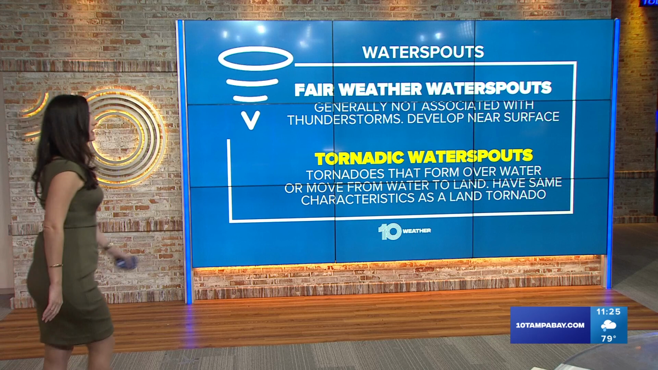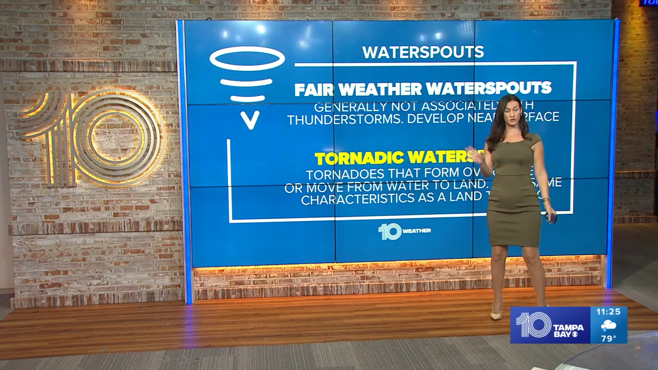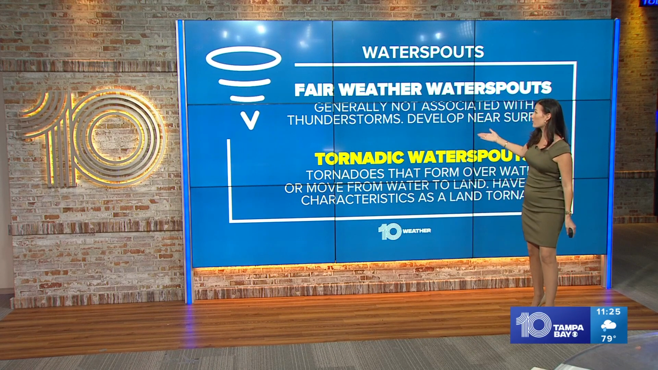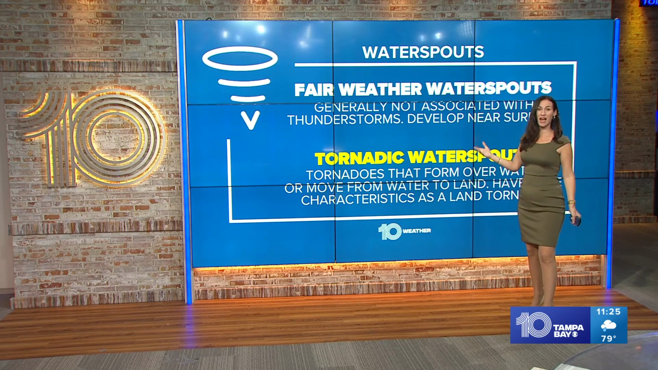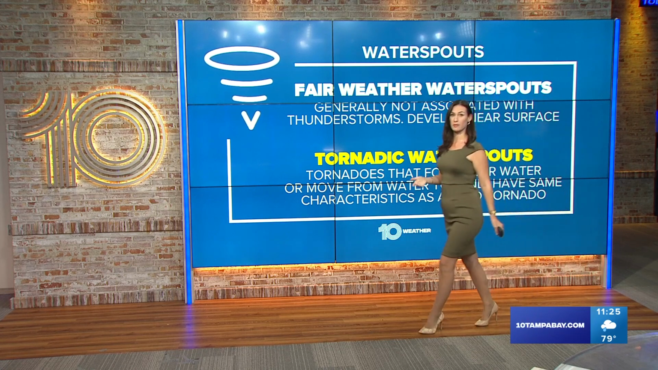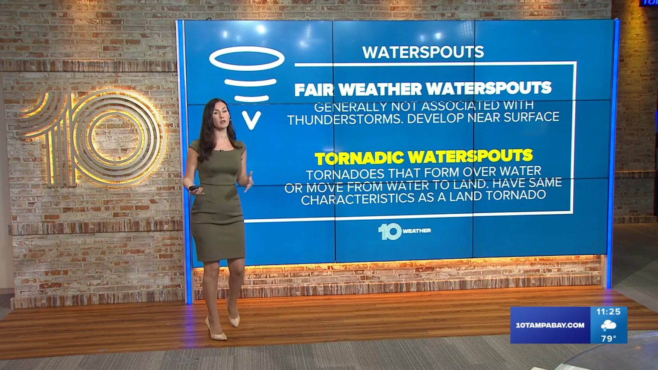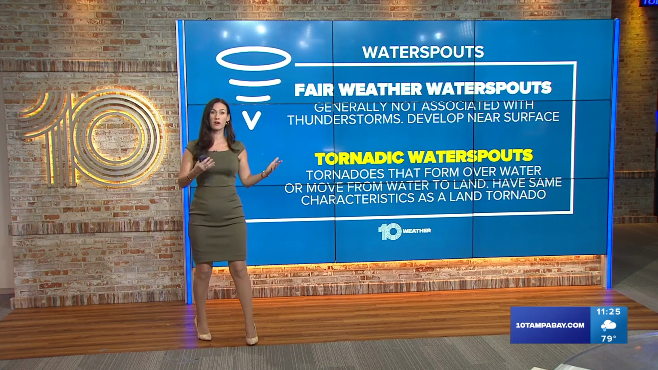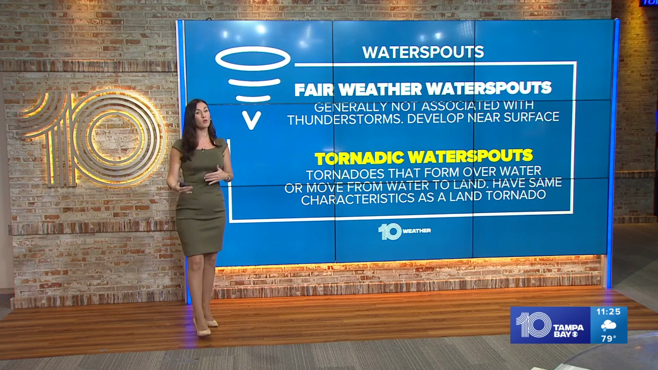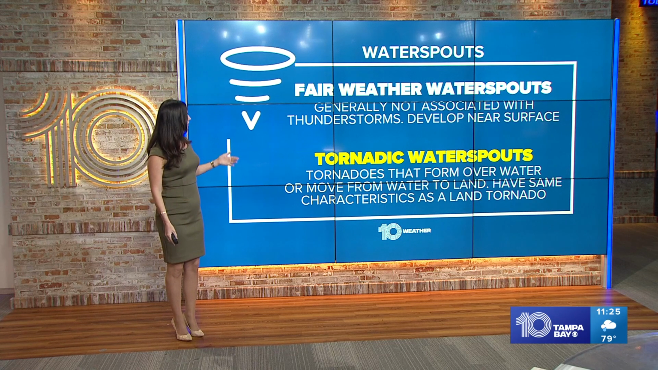A lot of people are saying, what was it? Was it a water spout? Was it a tornado? We have reports of both. So let's go over this first. There's two different types of water spouts. There's fair weather water spouts, which are generally not associated with thunderstorms. And then there are tornadic water spouts, and that's very close to what we had for today. Now, I say close to because we're still determining whether this started out as a water spout and moved onshore, or if it was a brief tornado and then it moved into the water as a water spout.